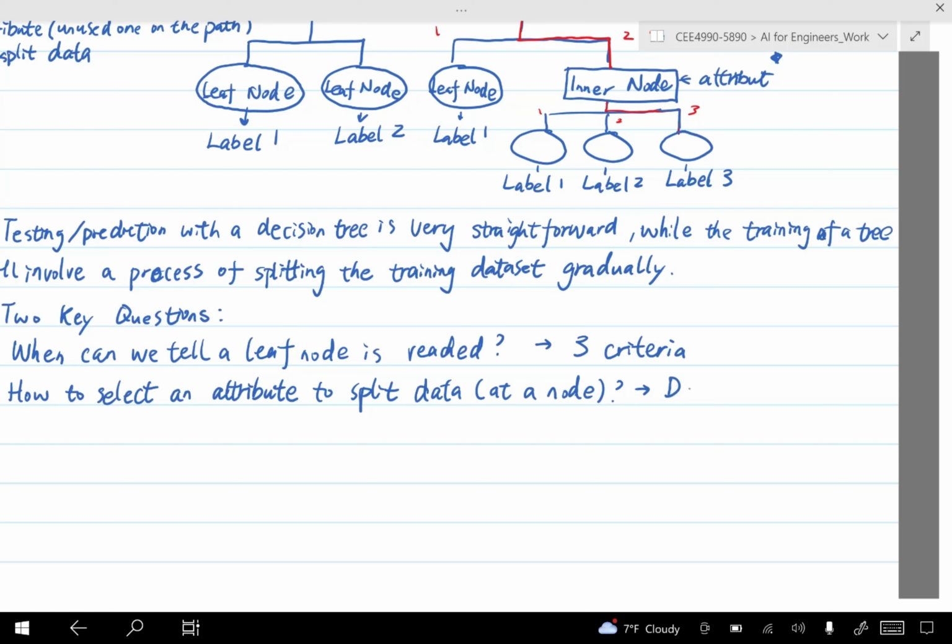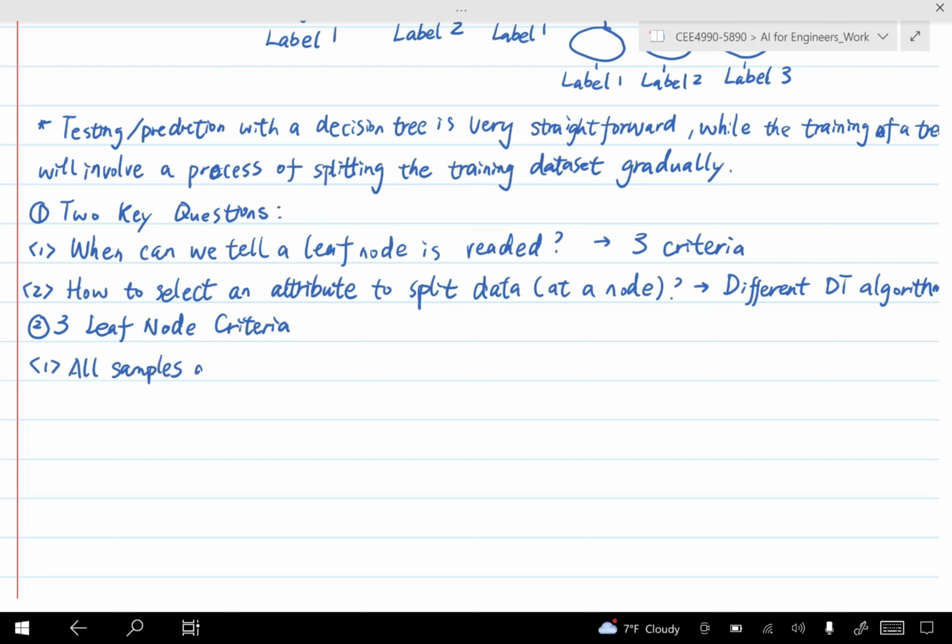Let's take a look at the 3 leaf node criteria. The first criterion is that we can determine that we reach a leaf node when all samples at the node belong to one category. In other words, data cannot be further classified. One category means there's only one class, so we cannot do classification anymore.